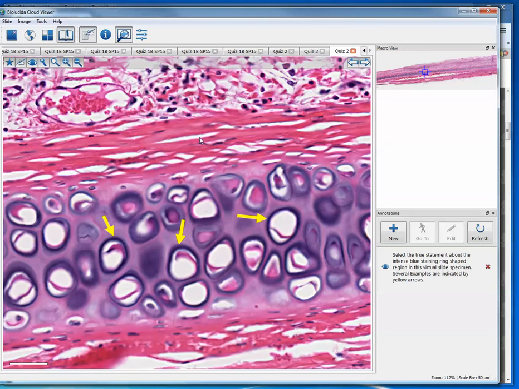This is perichondrium out here. This is chondrogenic, where you've got the stem cells and new chondroblasts being formed, which divide and eventually form chondrocytes. And this is the fibrous portion of the perichondrium.